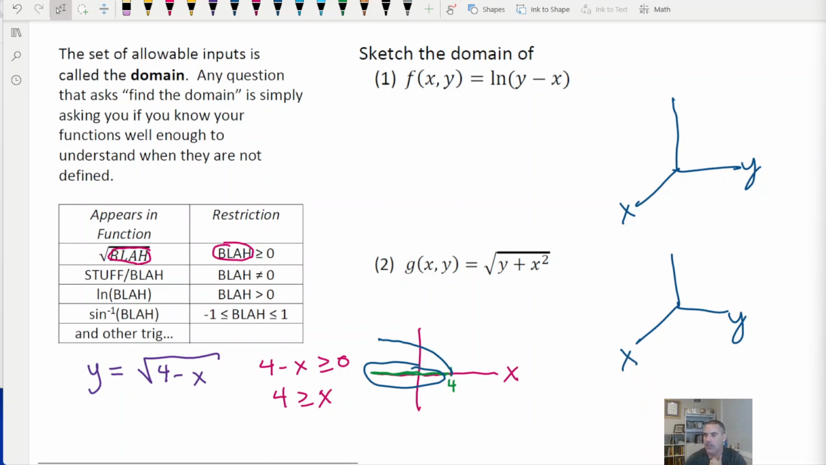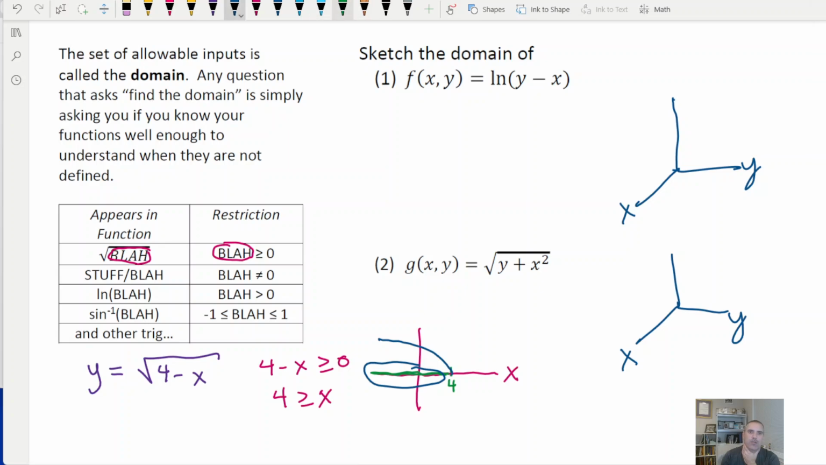Darn head in the way again. Let's make it really small. Okay, so these questions are just asking that.